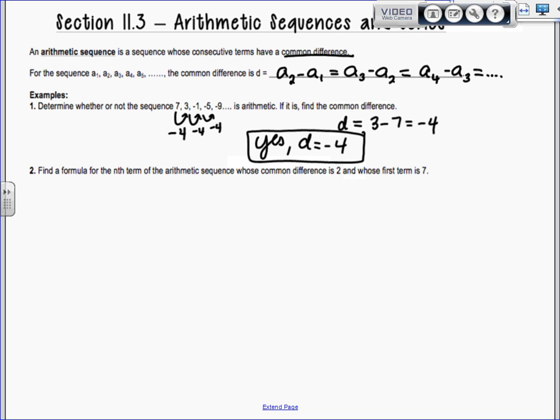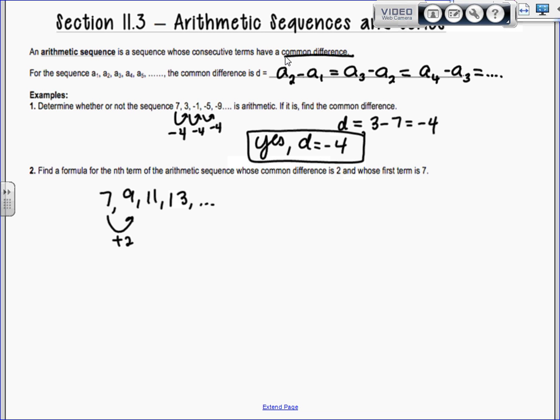So it says find a formula for the nth term of the arithmetic sequence whose common difference is 2 and whose first term is 7. So if I start with 7 and the common difference is 2, that means that I'm adding 2 each time. Adding 2, adding 2, adding 2. So I'm going to have 7, 9, 11, 13, and so on. Okay, so we want to find some kind of formula for this.